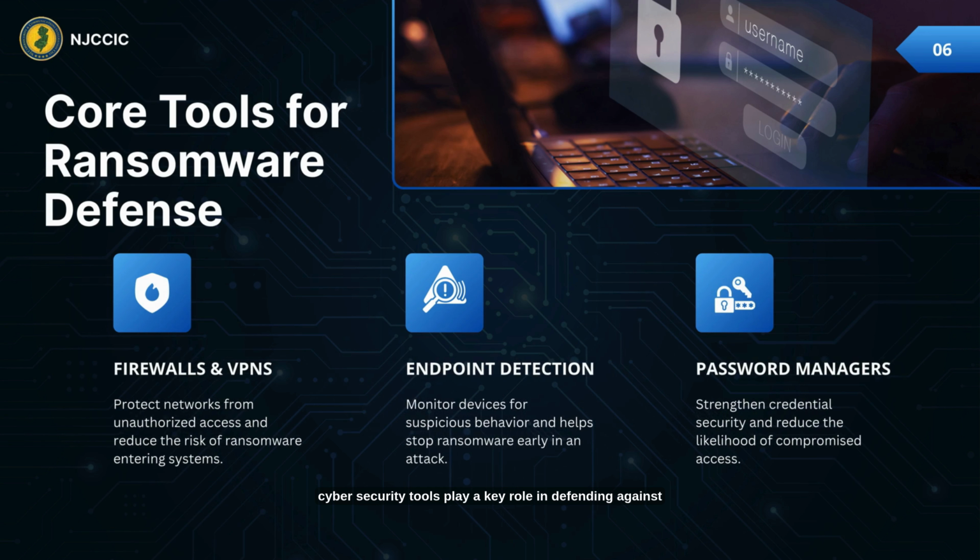Several cybersecurity tools play a key role in defending against ransomware. Firewalls and VPNs help protect networks from unauthorized access and limit exposure to external threats. Endpoint detection and response tools monitor devices for suspicious behavior and can detect ransomware activity early in an attack. Password managers also help strengthen security by generating and storing unique, complex passwords for different accounts. Together, these tools create multiple layers of defense.